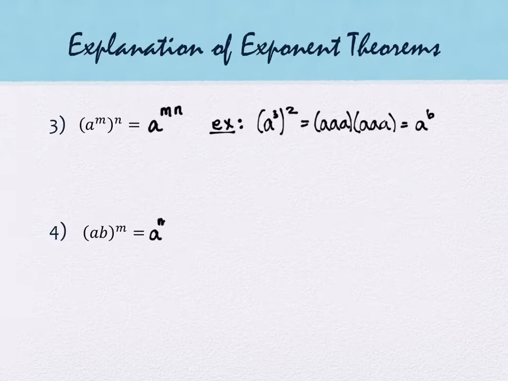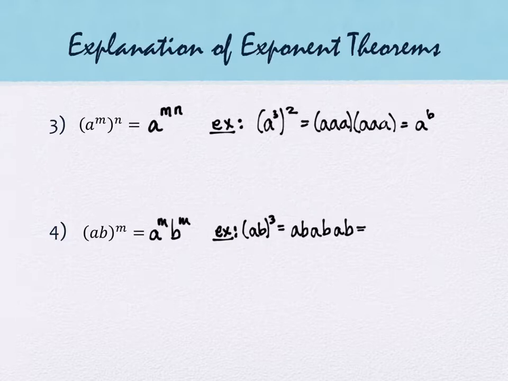We said this one was a to the m, b to the m. So we'll do ab cubed. So this means ab, ab, ab. And then because multiplication is commutative, commutative means you can change the order, right? 5 times 3 is 3 times 5. And because it's associative, which means that I can regroup things, I can use both of those properties to regroup all the a's together at the front and all the b's together at the back, so that I see a cubed, b cubed.